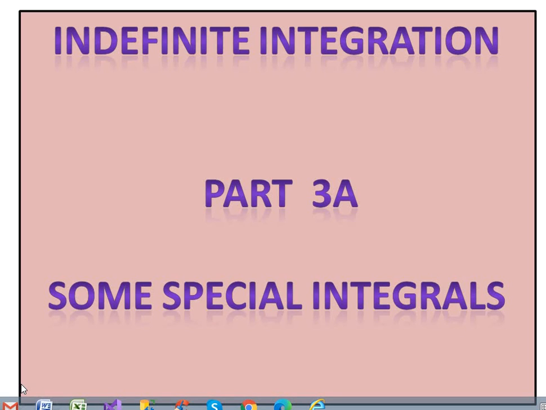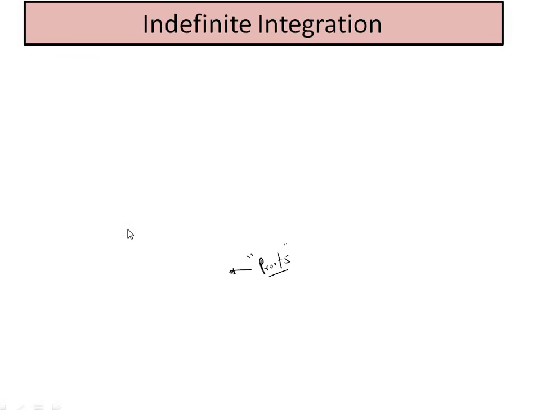Hello बच्चों, we are studying a very important chapter, integration, and now we are starting part 3. This is the part 3A video of the chapter integration. And in this part we are going to see some special integrals. Now what is that special integral?